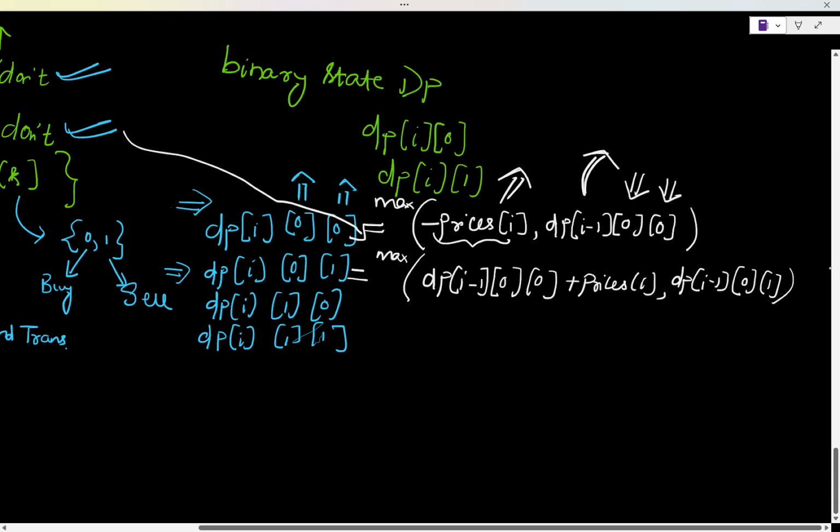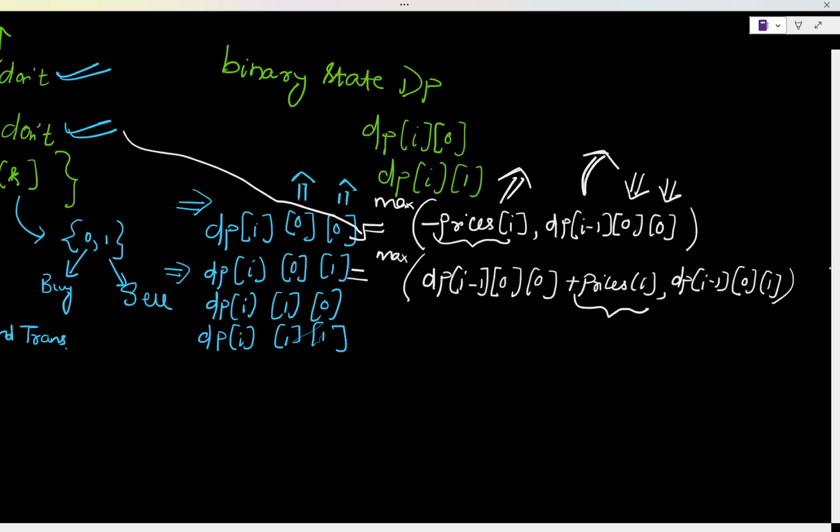I'll repeat once again what I did. Either I buy at prices of I, or I sell at prices of I. In that case, prices of I will be added because I'm getting something, and it will be added to the previous dp state's buy. Right?